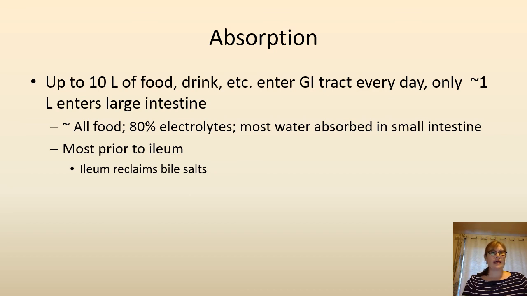All right, so last couple slides here. Up to 10 liters of food and drink enter the GI tract every day. Out of that, 90% of it is absorbed, and 90% of it doesn't even make it to the large intestine. All of the food and a lot of the water has to be absorbed in the small intestine. Most of it happens before the ileum. And then the ileum is going to be a spot where we can grab those bile salts and they can be reused to make new bile. Obviously not all of it, but.